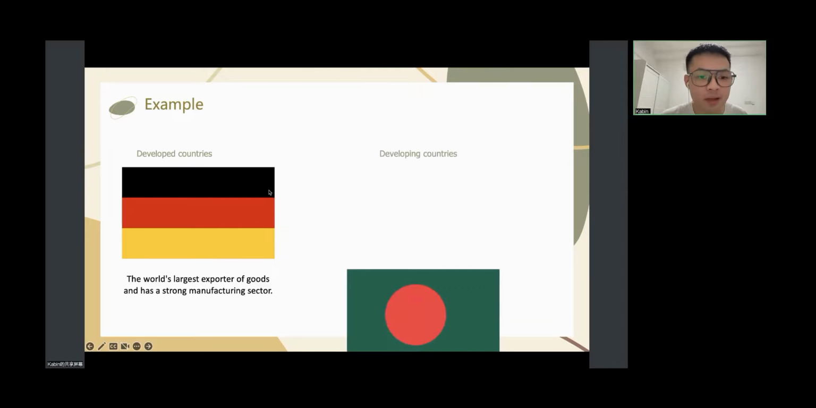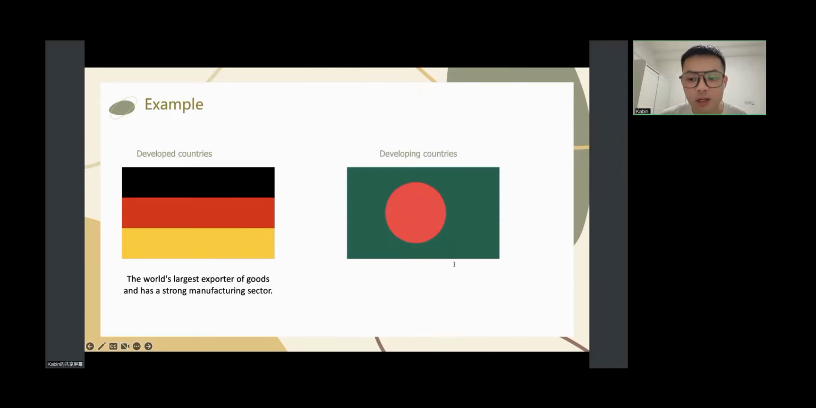The second, developing countries, from Bangladesh. Bangladesh is a developing country with a large population and a growing economy. The country has a strong textile and clothing industry, which has been able to take advantage of global trade to access new markets and customers in other countries. This has led to increased revenue and economic growth for the country.